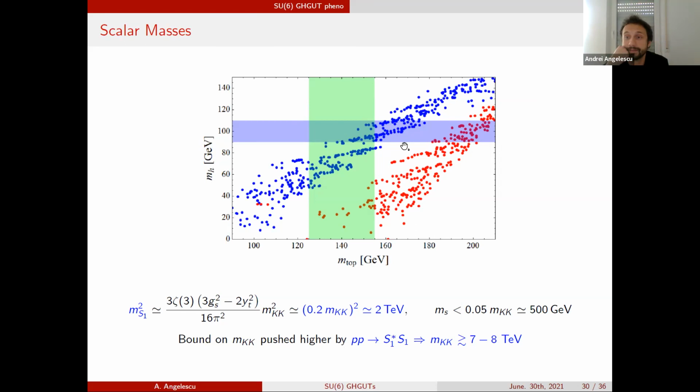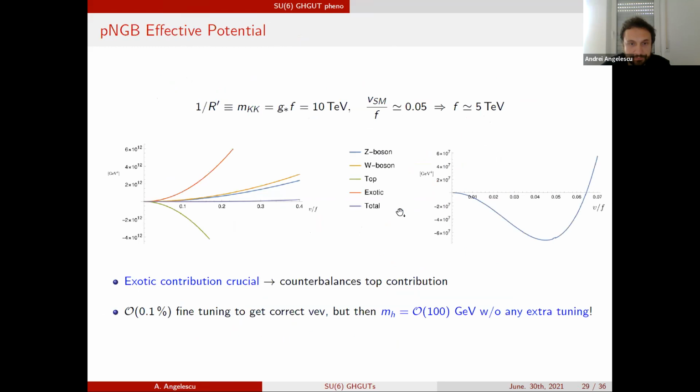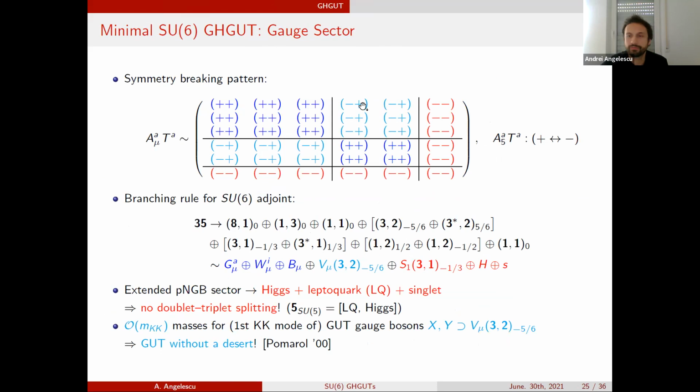So what is the mass of these gauge-Higgs leptoquarks that you have? Right. They have minus-plus boundary conditions, and that would be roughly 2.4 times MKK. So in our model, that would be like 20, 25 TeV. So they're out of reach. They're out of reach at the moment.